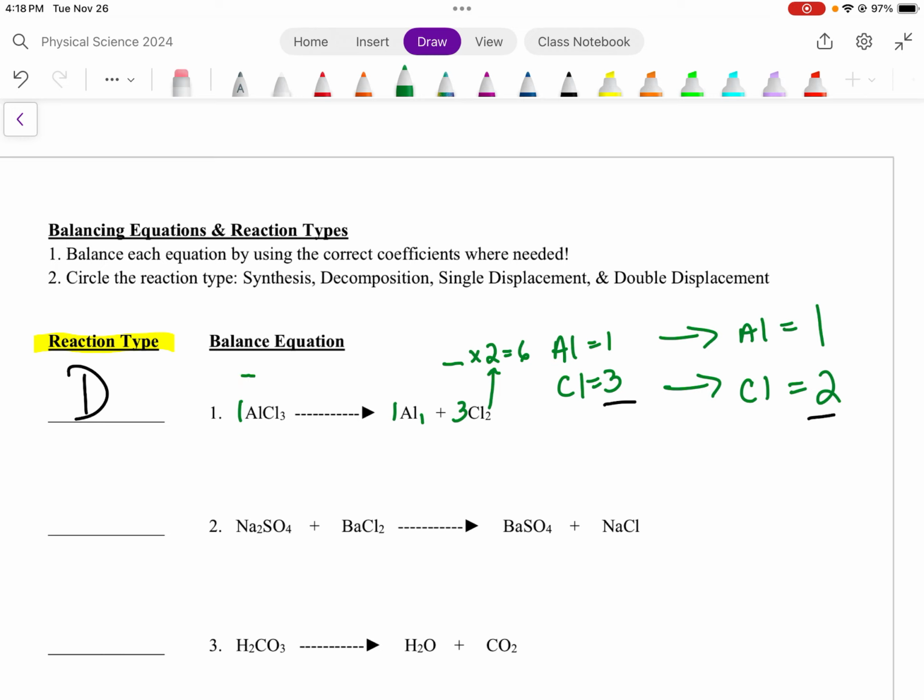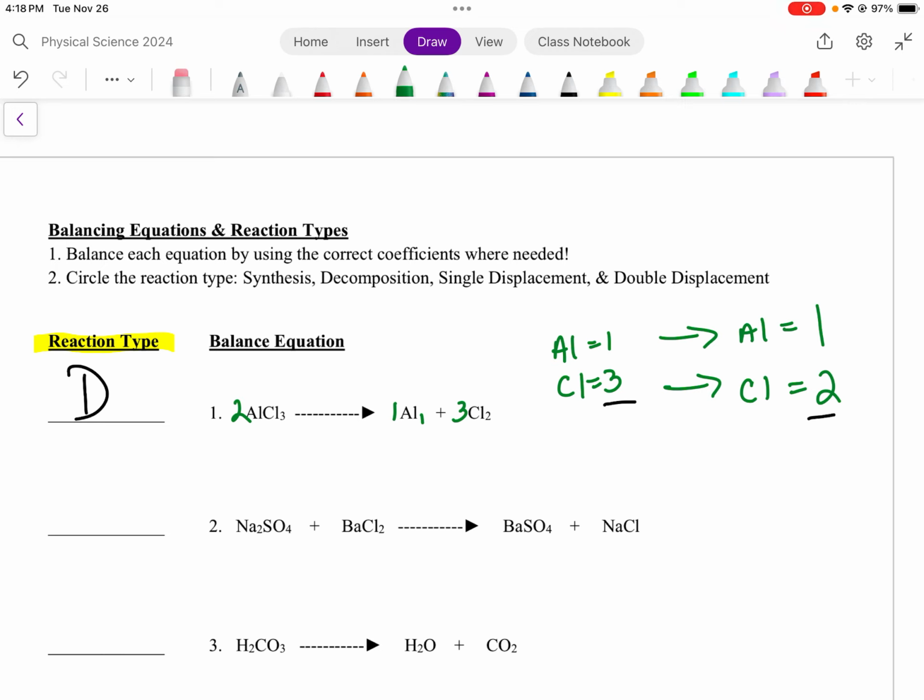Over here, some number times a 3. Notice I'm using a 3 this time because it's a different subscript. Well, what times 3 gets me to 6? That would be a 2. So I put a 2 there. And that takes care of my calciums.